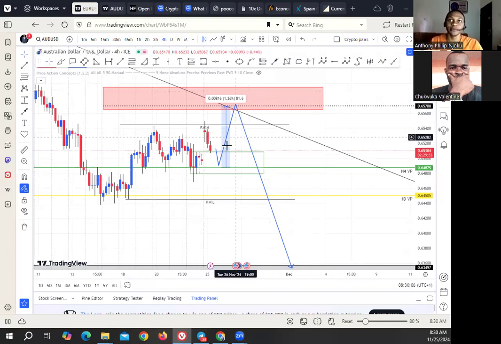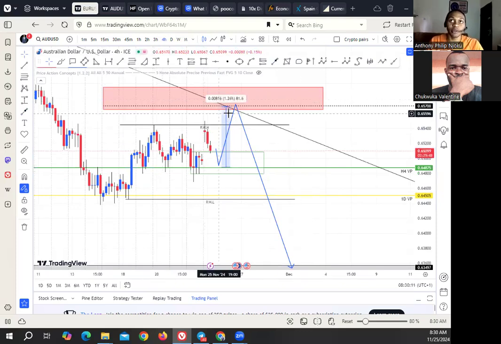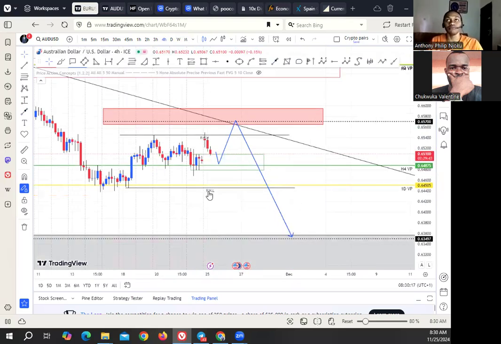So that's what I see for AUD. Okay, the move to the upside is going to be bullish for this week to complete this corrective structure. Okay, then we now start looking for the sales probably by next month or so, because this is the last week of the month. So that's what I see for AUD.